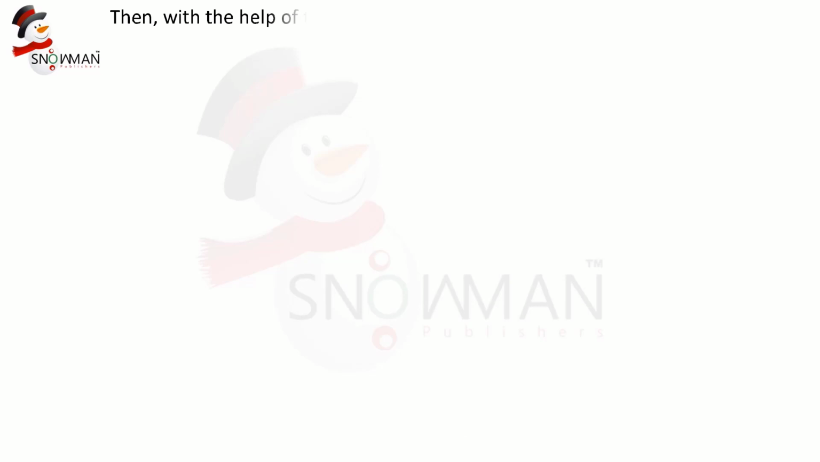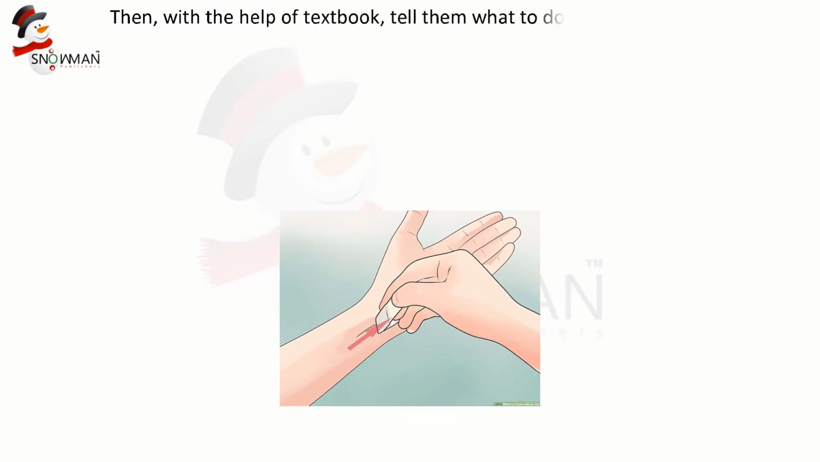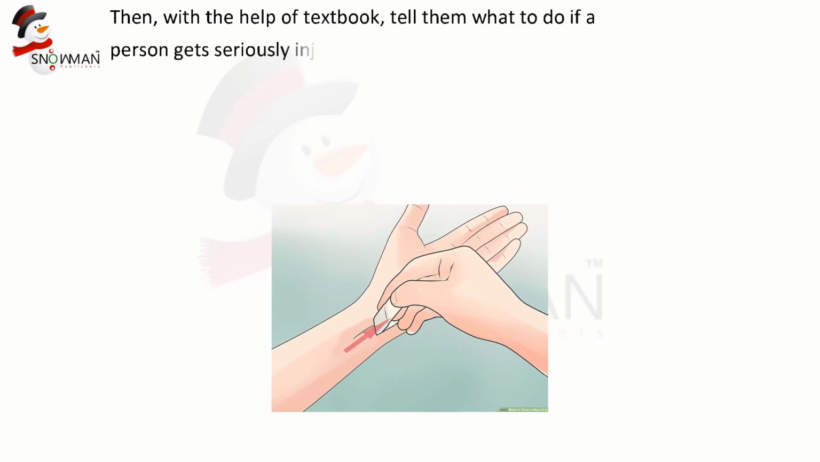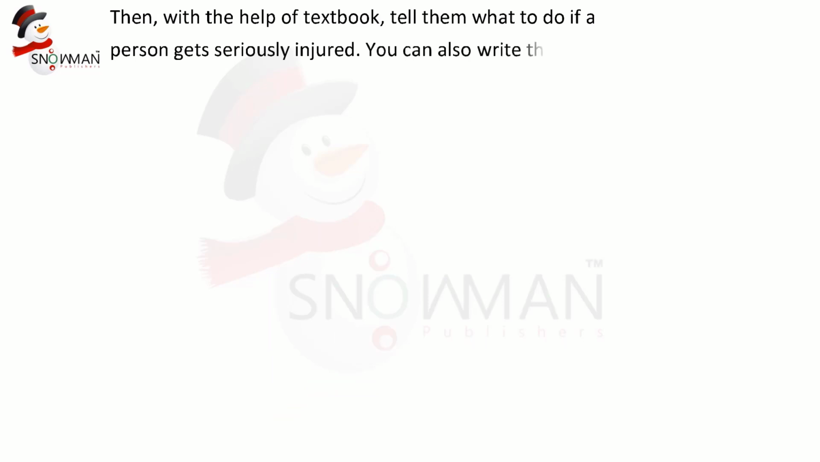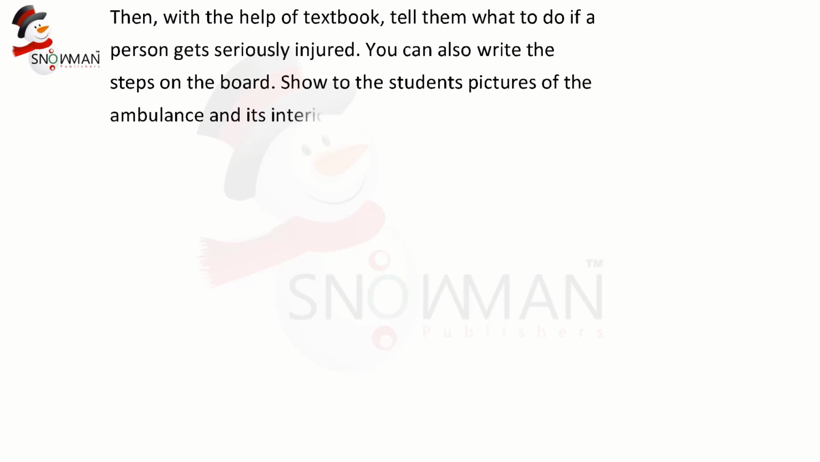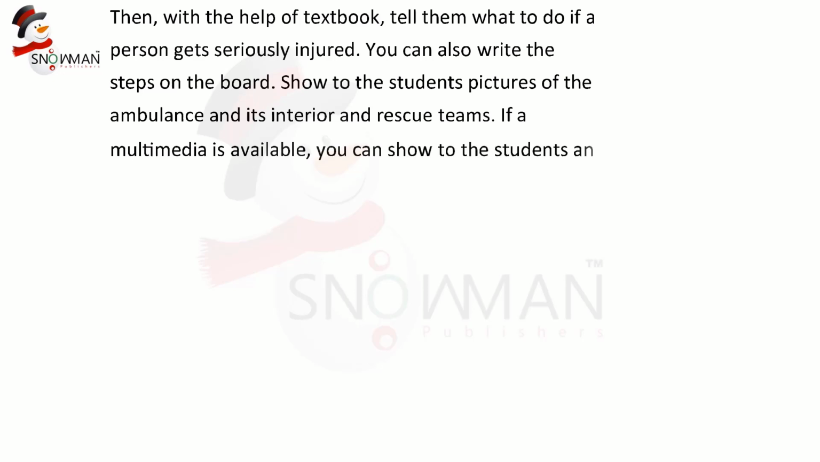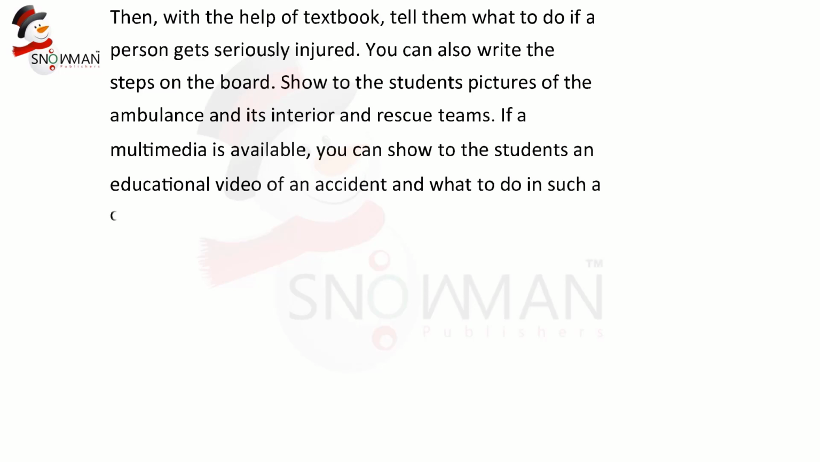Then, with the help of the textbook, tell them what to do if a person gets seriously injured. You can also write the steps on the board. Show to the students pictures of the ambulance and its interior and rescue teams. If a multimedia is available, you can show to the students an educational video of an accident and what to do in such a case.